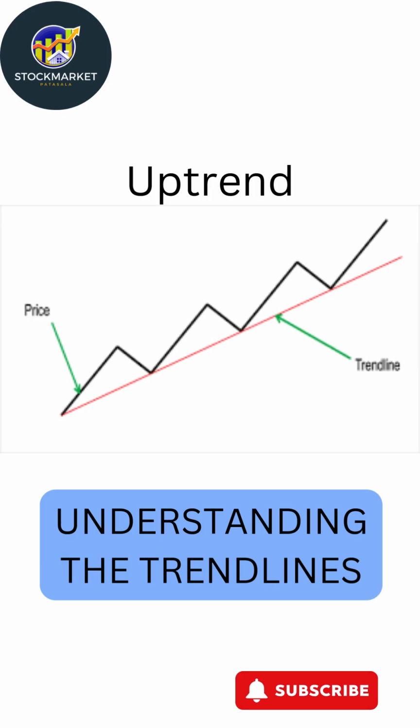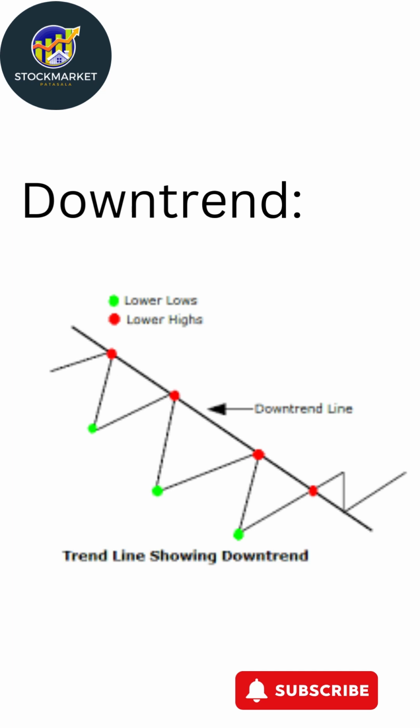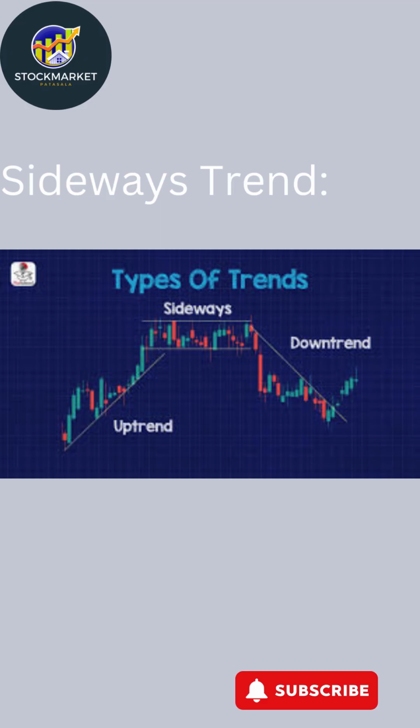1. Understand trend lines. Trend lines are straight lines drawn on a stock chart to connect price points. Uptrend connects higher lows, indicating bullish momentum. Downtrend connects lower highs, indicating bearish momentum. Sideways trend: horizontal lines indicating consolidation or lack of direction.